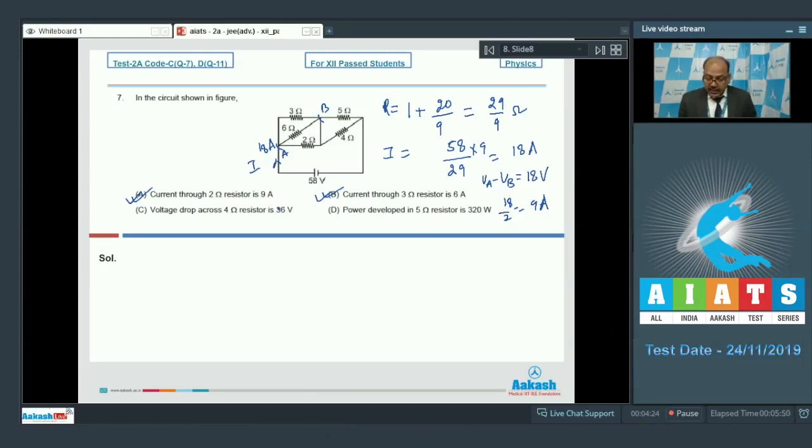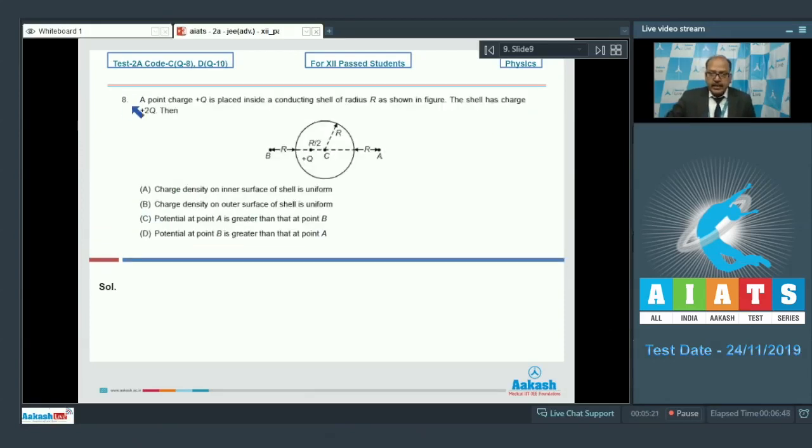Let's look at option D. Power developed in 5 ohm resistance is 320 watt. So in 5 ohm, power will be equal to V square by R. We just found it is 40 volt. So 40 square by 5, and that is equal to 40 into 40 by 5. 40 by 5 gives you 8. 8 into 40 is 320 watt. So clearly option D is also correct. For question number 7, options A, B and D are correct. Let's go to the next question now.